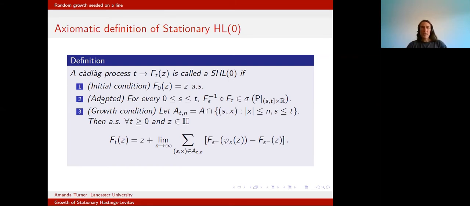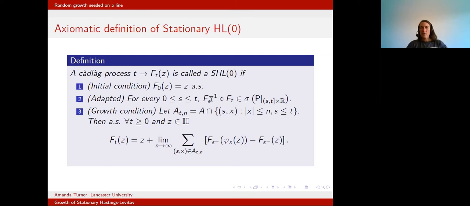The second condition we want is an adaptedness condition. So what happens if we take our map F_t? Well, what does that do? That takes the upper half plane to the upper half plane without the cluster that's there at time t. Well, what does F_s inverse do, if s is less than t? That takes the bit of the cluster that was there at time s and maps it back down into the upper half plane.